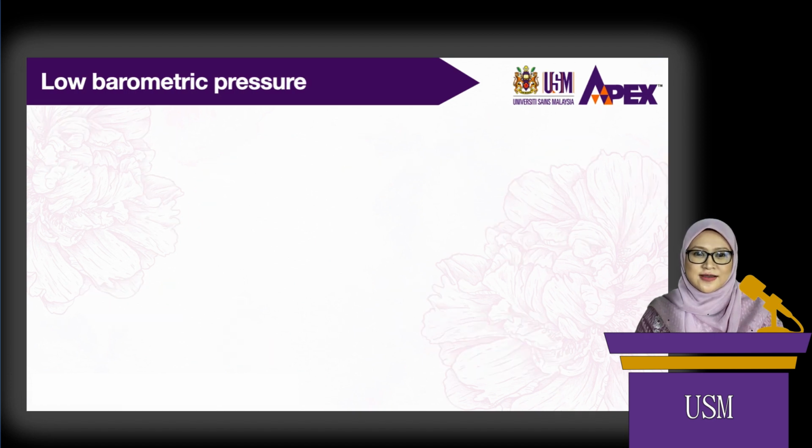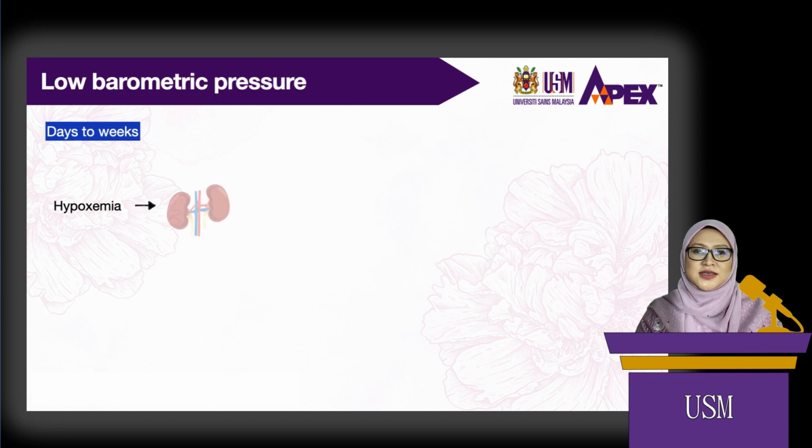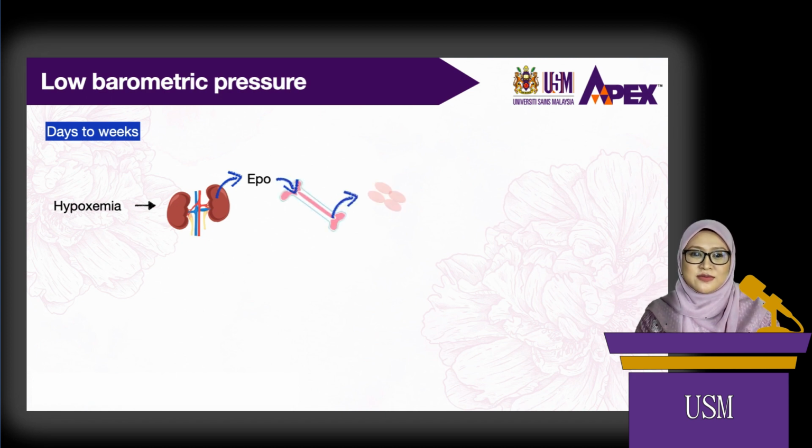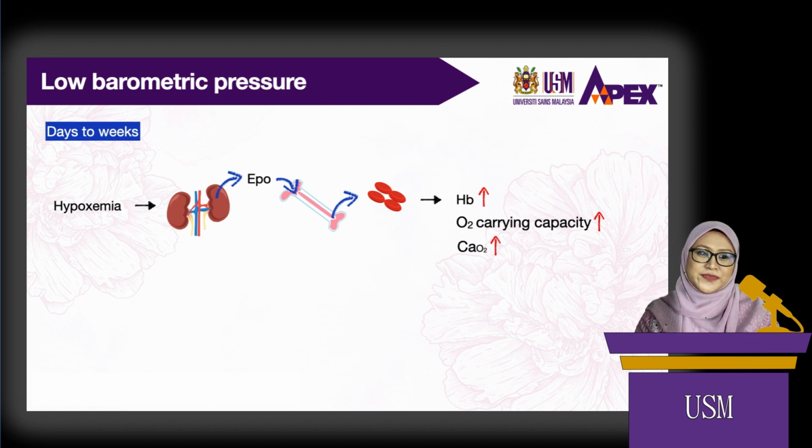Within days to weeks at high altitude, chronic hypoxemia stimulates the kidneys to produce and release erythropoietin. Erythropoietin acts on bone marrow to stimulate red blood cell production. And as a consequence, there is an increase in hemoglobin concentration. The increase in hemoglobin concentration means that the oxygen carrying capacity is increased, which increases the total oxygen content of blood in spite of arterial PO2 being decreased.